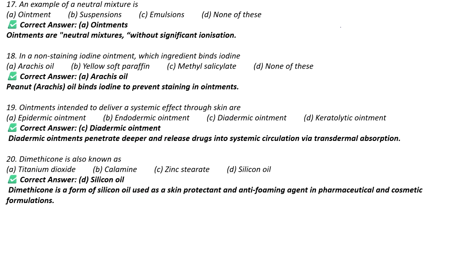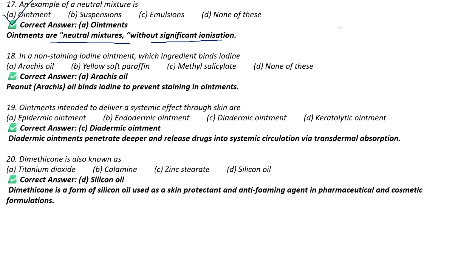So moving on to the next question, an example of a neutral mixture is, like out of the given four options we have to tell, इन चारों में से neutral mixture का कौन सा example है, and the options are ointments, suspensions, emulsions या none of these. So ointments are considered to be neutral mixtures without significant ionization. So we can say option A, that is ointments, are the example of neutral mixture.